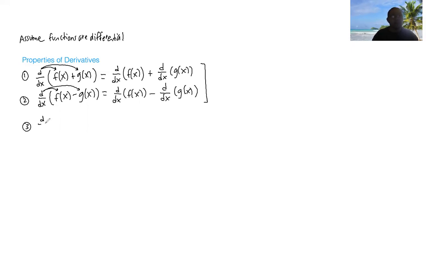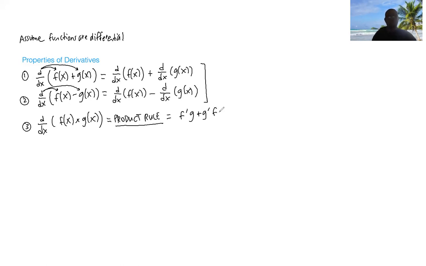If you're taking the derivative with respect to x of a function f of x multiplied by a second function g of x, this is where you're going to use something called the product rule, and I'd write that down. It follows, in layman's terms, or lecture hallway terms, f prime g plus g prime f. I'm going to go over what this means right now.